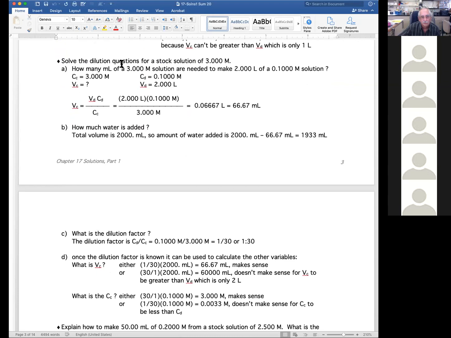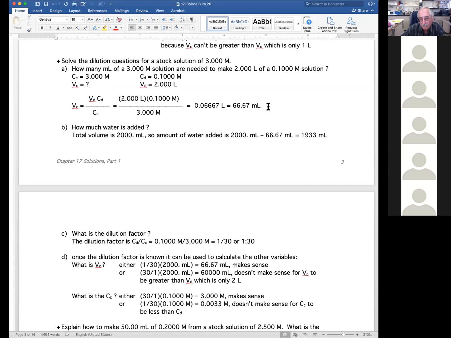To solve the dilution questions for a stock solution of 3 moles per liter: how many milliliters of a 3 moles per liter solution are needed to make 2 liters of a 0.1 molar solution? So I just pull out what the variables are. We're looking for the volume of the concentrated one that I'm going to use, right? Plug in the numbers, there's the answer.